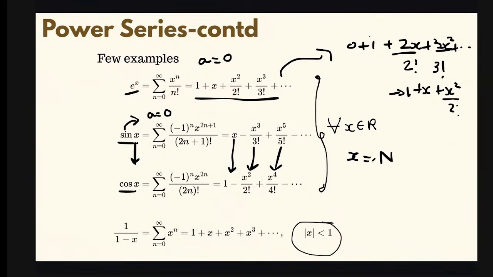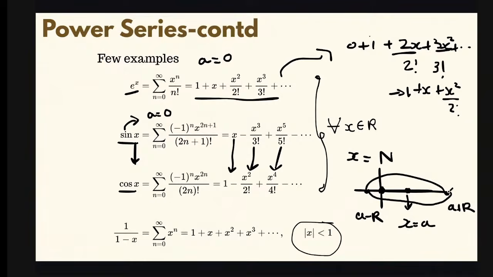It'll still be true because here when we try to find the radius of convergence, you'll always get it to be infinity. Like let's say I want to draw a graph, and this is the point x equal to a, and let's say this is some a plus r and this is some a minus r. So this region is the region of convergence where it exists.